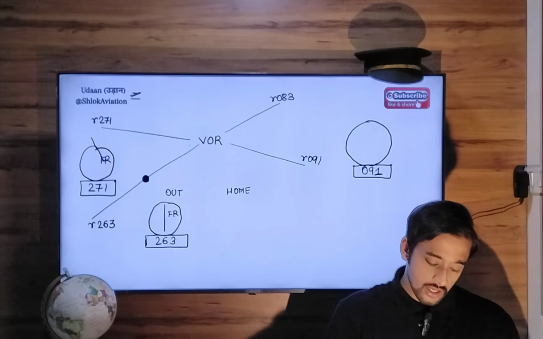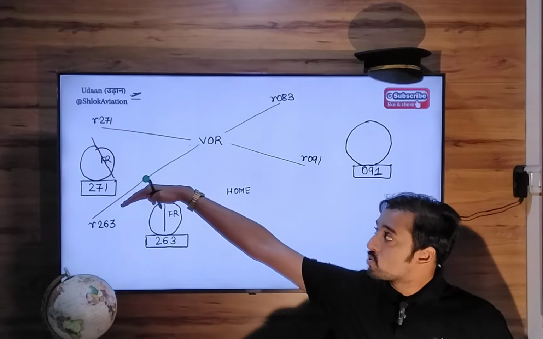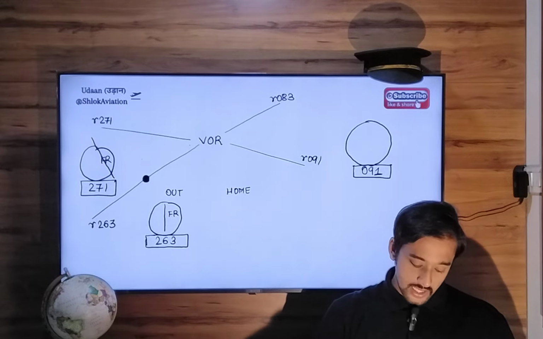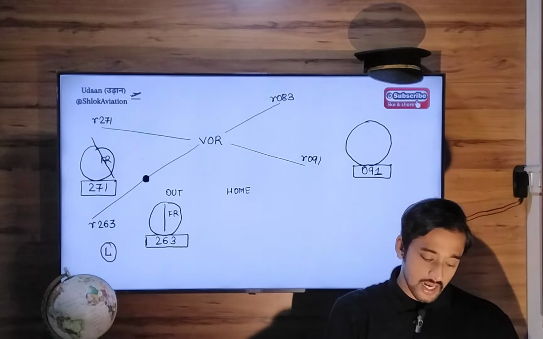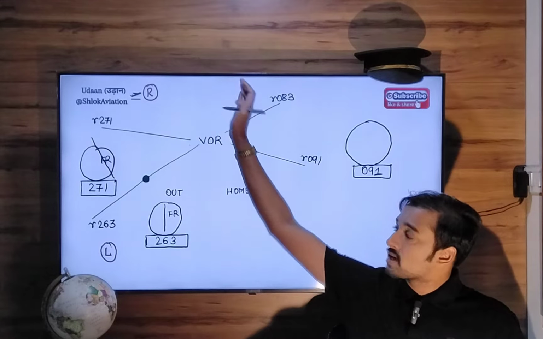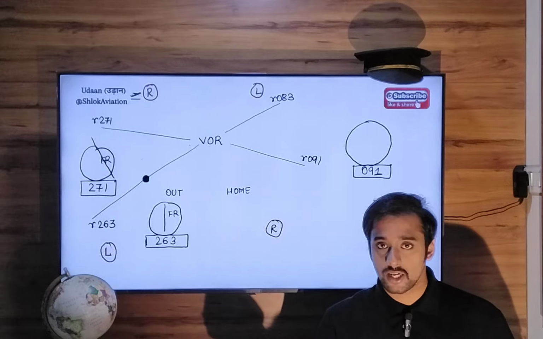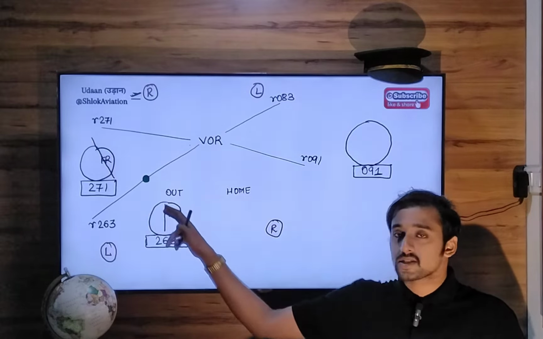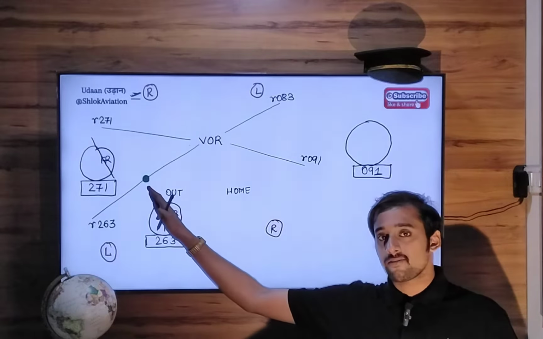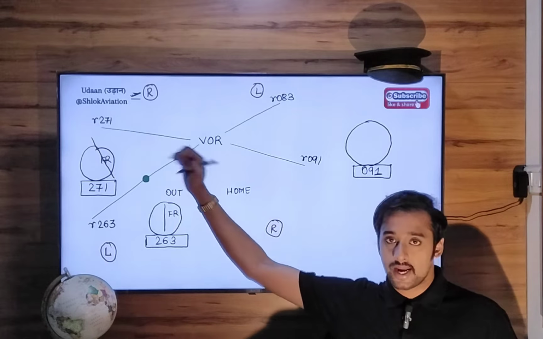The CDI needle would have moved to the side where 271 lies, meaning 271 is to the right of 263. Going outbound, this is the left hand side, this is the right hand side. Going inbound towards the VOR, this becomes your left hand side, this becomes your right hand side. The perspective changes. So these two possibilities we have discussed. Going outbound, either 263 on the center line, because that's where the aircraft is situated, or with 271 the needle will move to the right hand side, telling the pilot to go right.